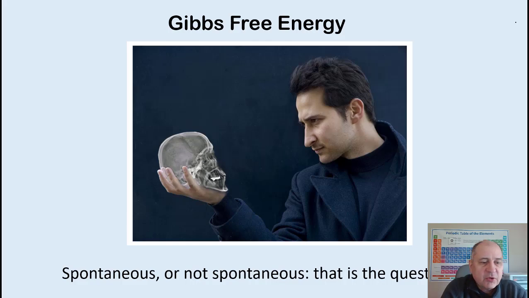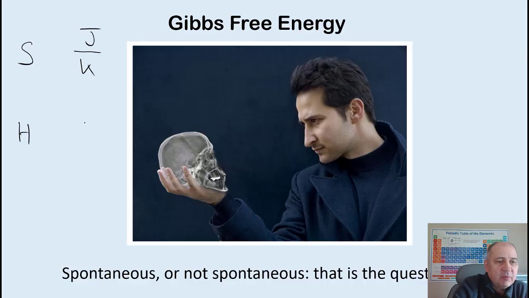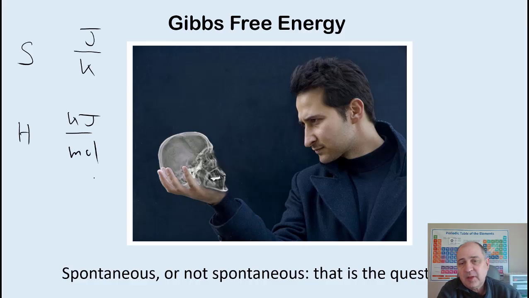The last time, we were introduced to a new aspect of thermodynamics, the so-called entropy, which has the symbol S and is measured in units per degree Kelvin. We are also, of course, familiar with enthalpy, which is measured in joules or kilojoules per mole. Both enthalpy and entropy are important to consider when determining whether a process or a reaction is spontaneous or not.